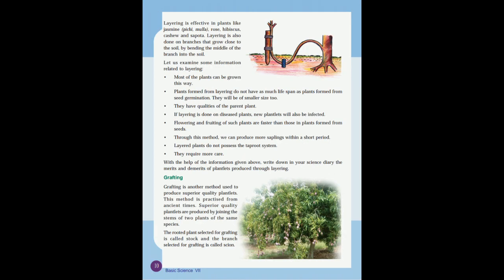Now let's see in which plants you can do layering. Layering is effective in plants like jasmine, pichimulla, rose, hibiscus, cashew and sapota. Layering is also done on branches that grow close to the soil by bending the middle of the branch into the soil. That is like we saw in the video.